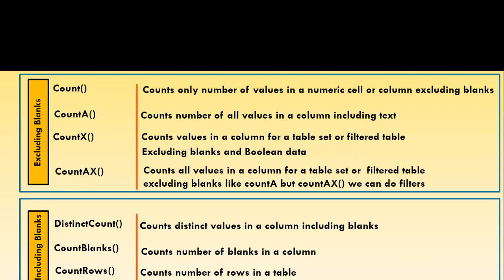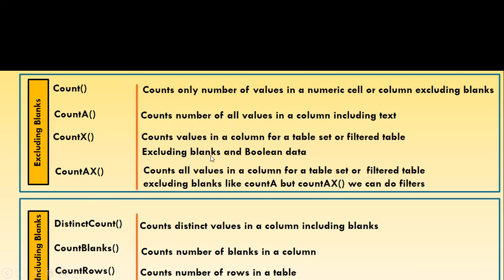Right, so COUNTA counts the number of all values in a column, including text. It counts the number of values in a column that contain numbers, dates, strings, and Boolean. The difference between COUNT and COUNTA: as the name suggests, the simple way to remember is COUNTA, all data types. What are the data types? Number, date, string, and Boolean values. For these 4 data types, it counts the values in a column or in a cell.